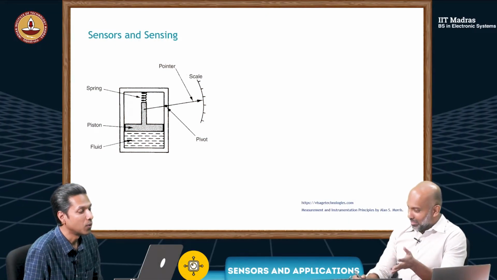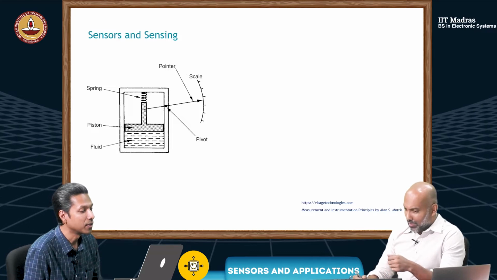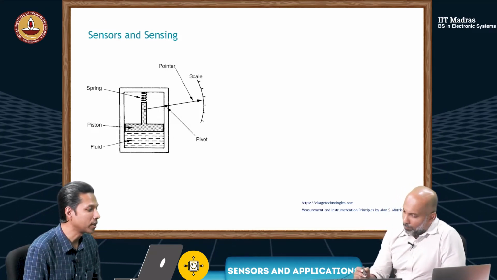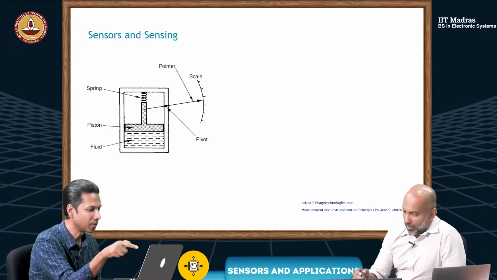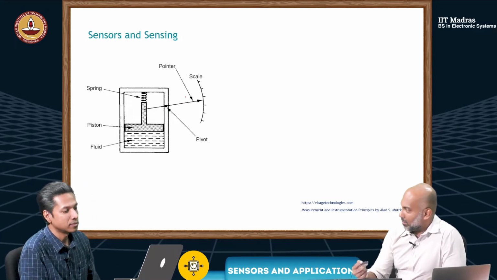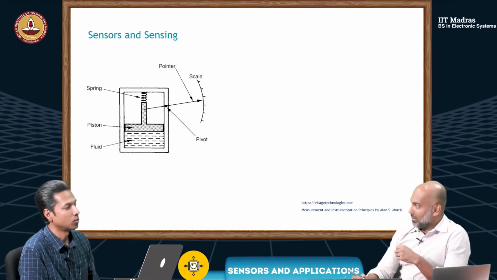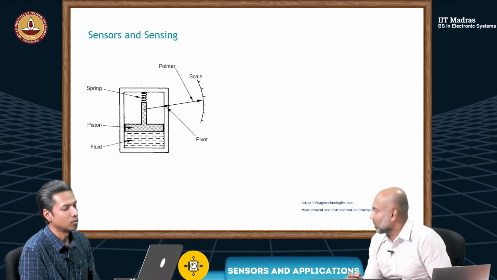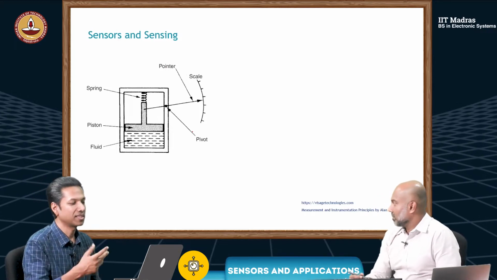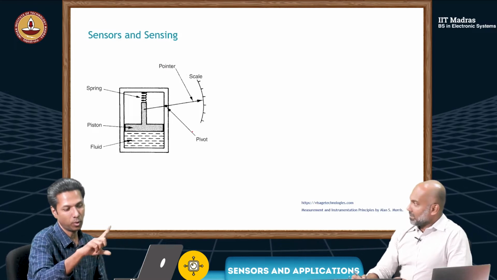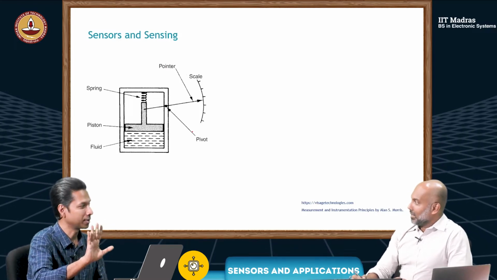So as you said, we can see some fluid here, a piston, and a spring. And the pointer is hinged on that and connected to a scale. So just by looking at it, you can say it's measuring something, right? Because there's a scale. So if the piston goes up, the pointer will come down, and vice versa.